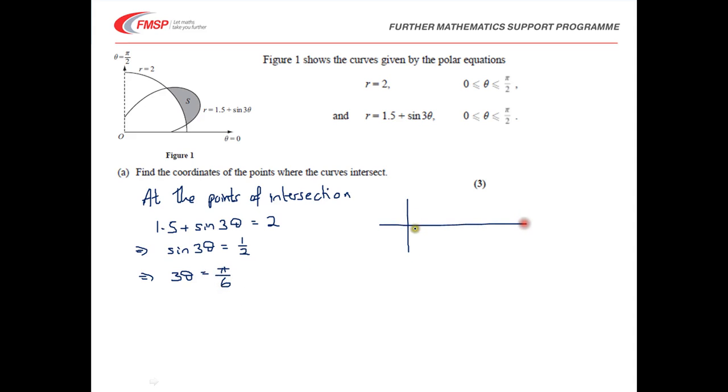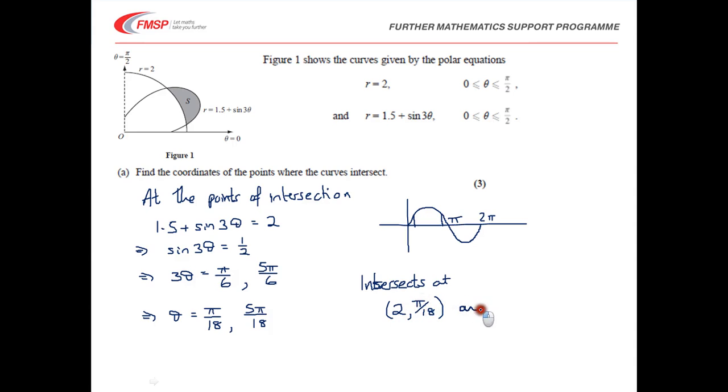A quick sketch will show us where to find the other solution. That is pi and 2 pi. If I've got one value here, the other one is there, so by symmetry I need to take that pi by 6 away from pi, giving me 5/6 pi. Dividing by 3, that gives me the two values pi over 18 and 5 pi over 18, and therefore the points of intersection are, the value of r is 2 in both cases, 2, pi over 18 and 2, 5 pi over 18.